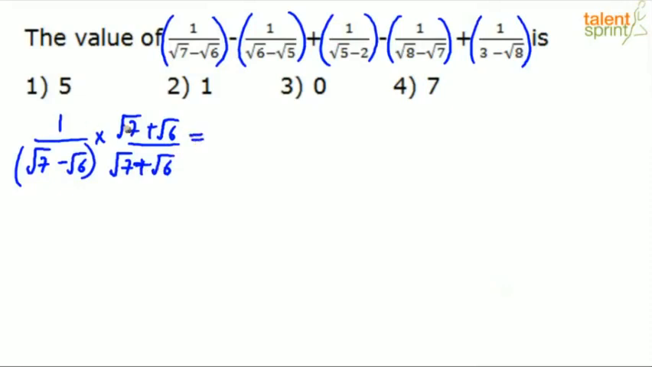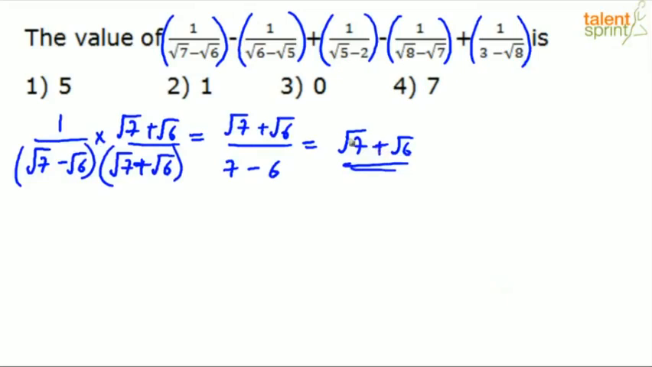Nothing wrong, right? We are multiplying both numerator and denominator by the same value. So 1 into root 7 plus root 6 will give you root 7 plus root 6. Look at the denominator. It is in the form of a plus b into a minus b. The result should be a squared minus b squared. So root 7 squared is 7 and root 6 squared is 6. So a squared minus b squared, 7 minus 6, is 1. So it will result in root 7 plus root 6. And the same applies to all the other terms as well. You can check it yourself, right?